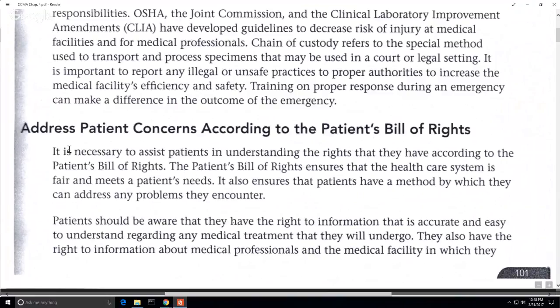Now, it is necessary to assist patients in understanding the rights that they have according to the patient's Bill of Rights. The patient's Bill of Rights ensures that the healthcare system is fair and meets a patient's needs. It also ensures that the patient has a method by which they can address any problems they encounter.